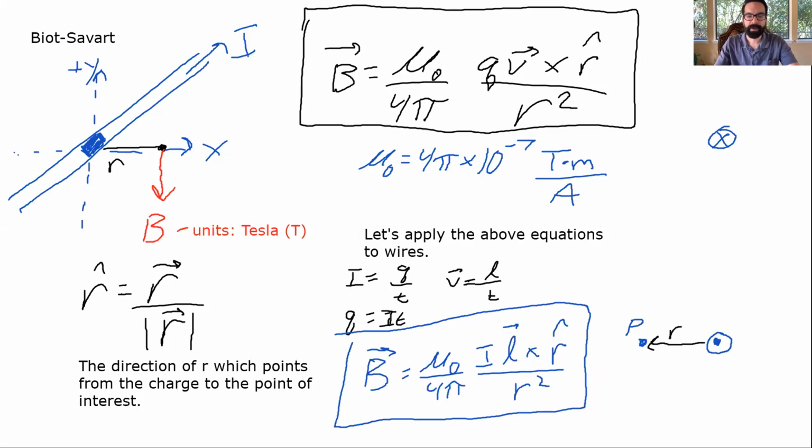Okay, so that's my R. Your thumb represents your current, which is coming out of the page. From your perspective, you should have your thumb pointing towards you, and your pointer represents R.